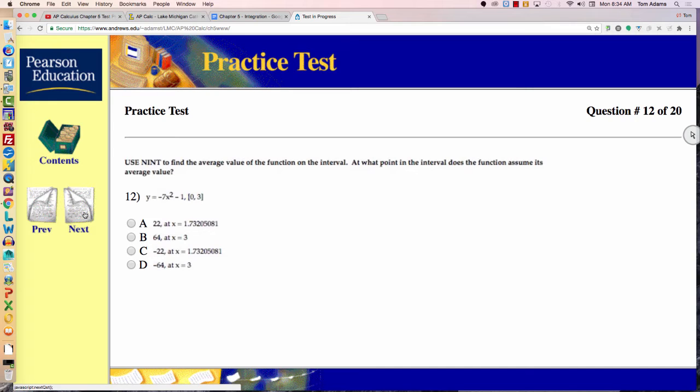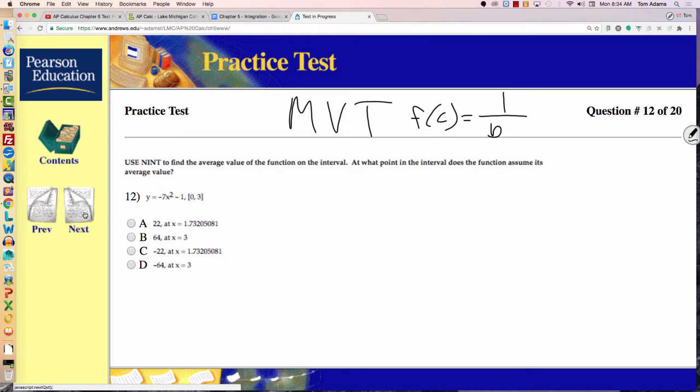So the mean value theorem is how you find the average, and that's going to be f of c is equal to 1 over b minus a times the integral from a to b of f of x dx. Okay? And so how do we do that? So basically what I have to do is I have a equals 0, b equals 3.